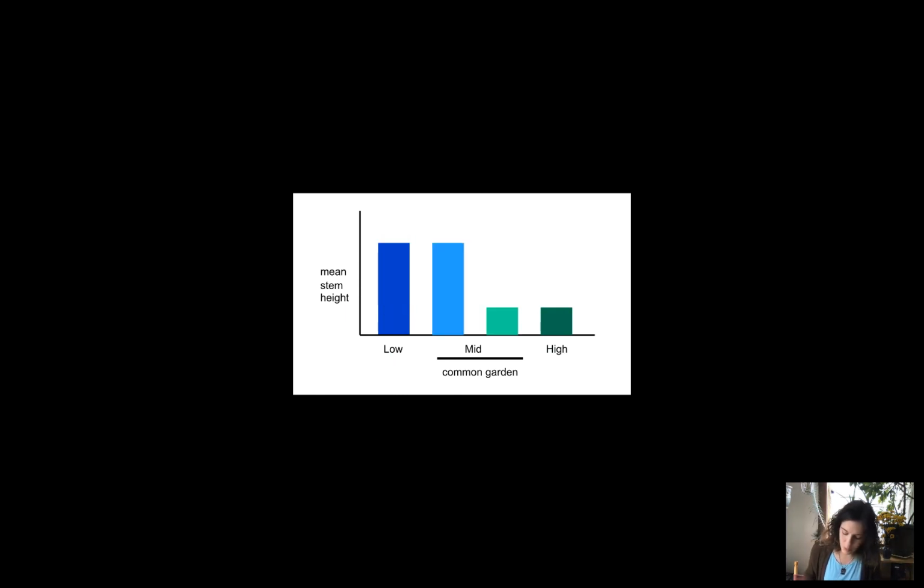Well, to figure out which one it is, we need to do a common garden experiment. So we need to bring individuals from the high elevation population and individuals from the low elevation population to a middle elevation common garden. We plant them both into the ground and see how they grow. They're both growing out of their normal environment, and they're growing in the same environment, hence common garden. Well, if they retain the height that was found at the original population, at the original elevation, then we can conclude that the differences between individuals seen here are all genetic.